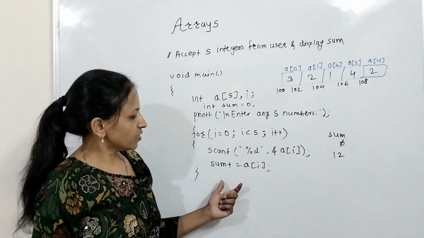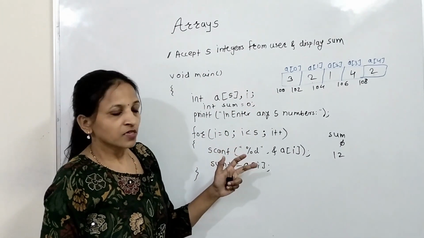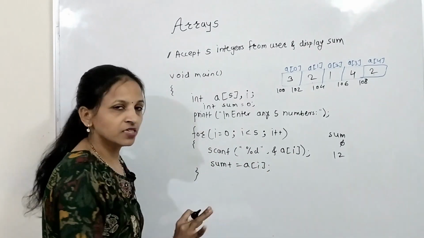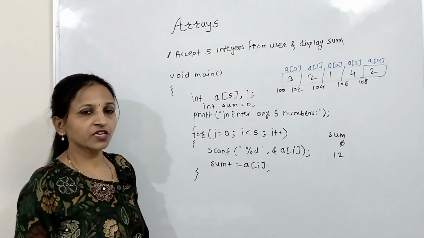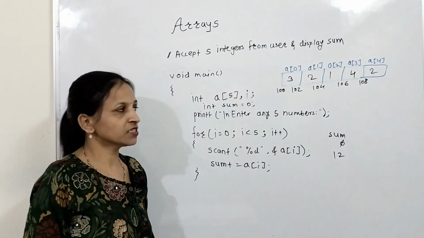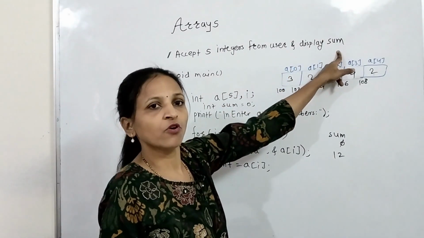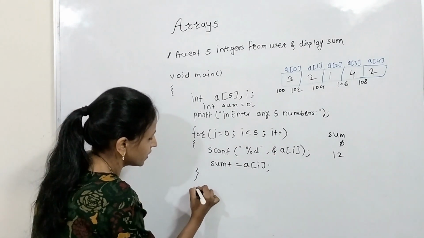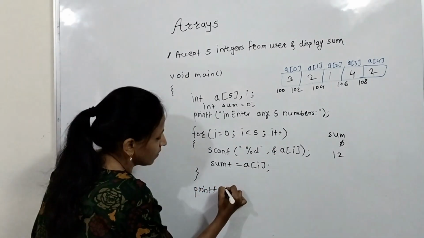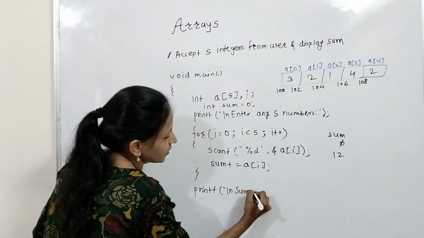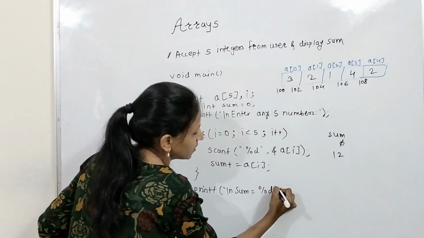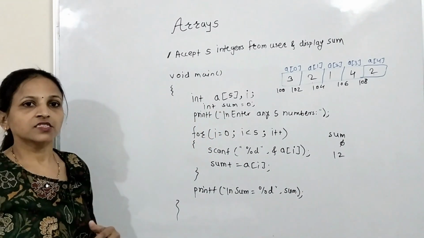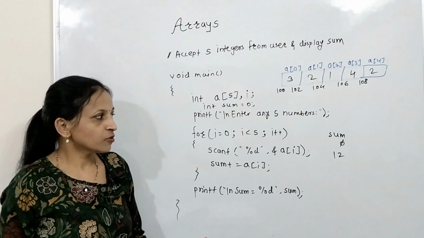Getting? Now after execution of the whole loop, we have 12 in that sum variable, which we can finally display. Here there is no requirement to display all the array elements again. Our expectation is to display the sum of all those elements. We can do that like this: printf sum equals to %d comma sum, because the sum is in the sum variable. Getting? This is the program to calculate the sum of array elements.